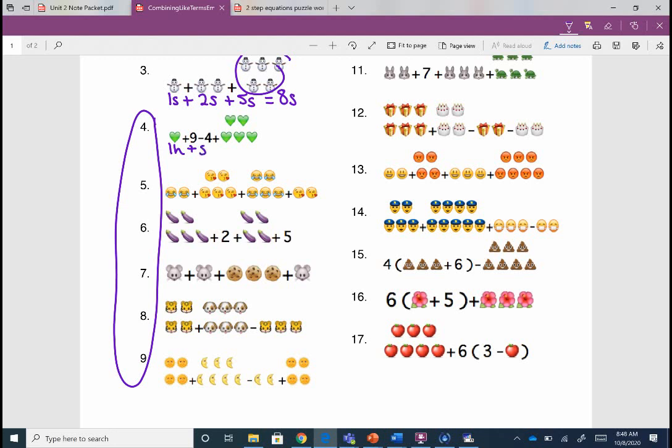I can put anything that's a heart together. So I have 6 hearts plus just a regular 5 for the numbers. I can't put the 6H and the 5 together because they're not the same thing. I can't put the hearts and numbers together because they're not the same.